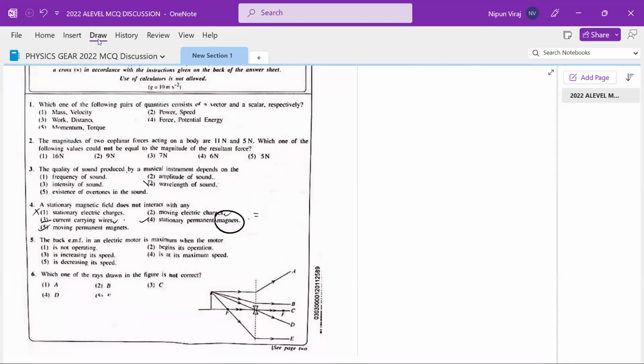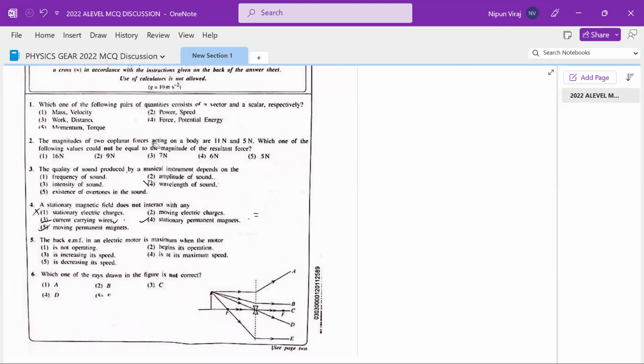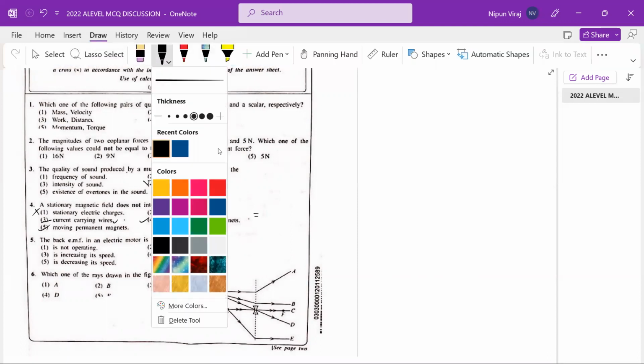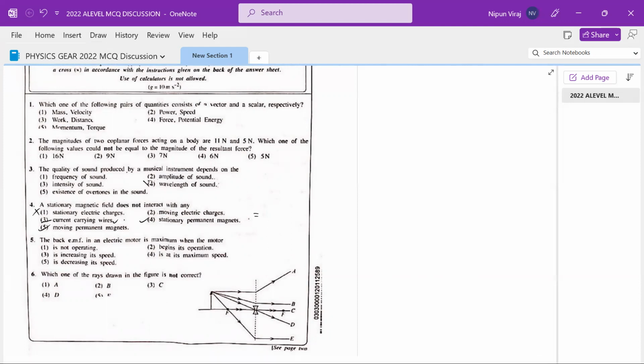Right. Let's look at this question. Back EMF in an electric motor is maximum when the motor is not operating. Yes, they are giving some options, right? Back EMF of an electric motor is maximum when the motor is not operating, begins its operation, is increasing its speed, because they have given 5 options, right? So let's talk about back EMF of a motor.